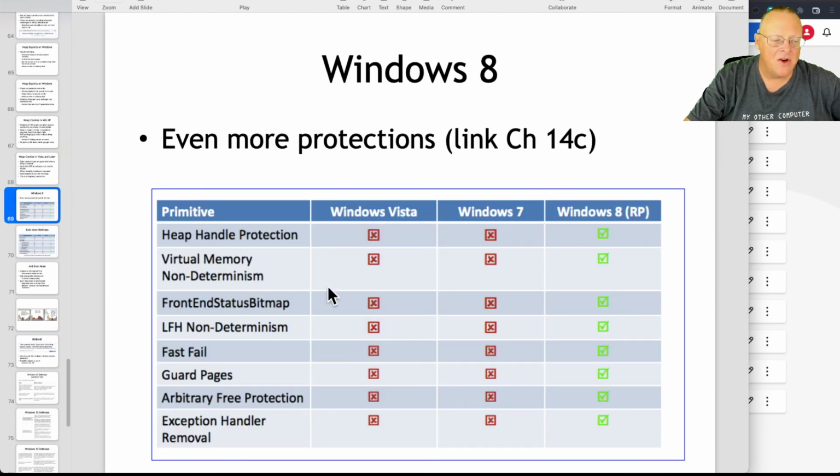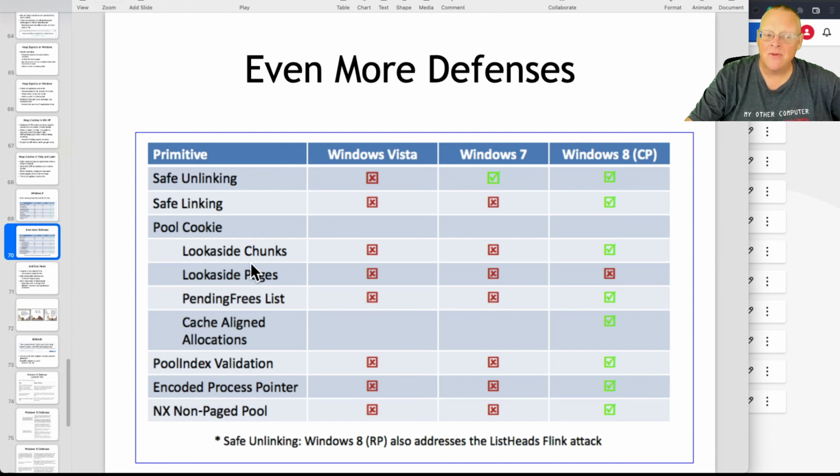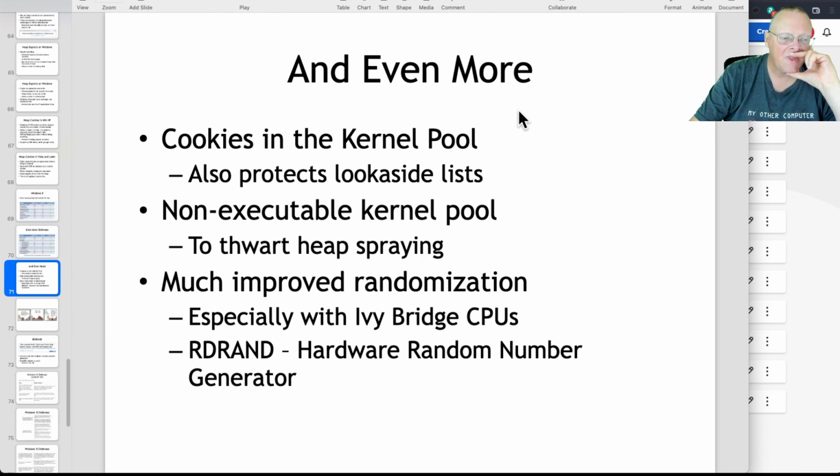So Windows 8 added even more protections, all these things, heap handle protection and LFH non-determinism, whatever that is, lots of things. These come from hackers who would hack into Windows, and then they would help Microsoft write the defenses, at least some of them, I think a lot of them. And you see they now have a lot of cookies for all these different features to make sure they can detect overflows. And there's even more cookies in the kernel pool, a non-executable kernel pool. They greatly improved the randomization.